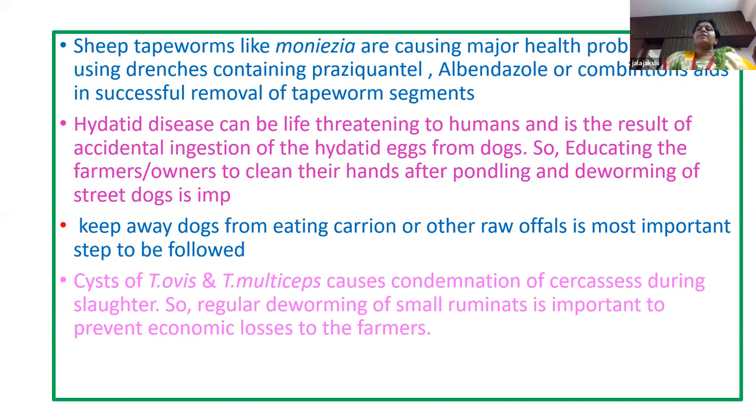Cysts of Taenia multiceps and ovis will cause contamination of carcasses during slaughter, resulting in economic losses to the small ruminant farming community. So following deworming regularly for small ruminants after obtaining epidemiological data is very, very important to prevent tapeworm infection in endemic areas. Thank you.